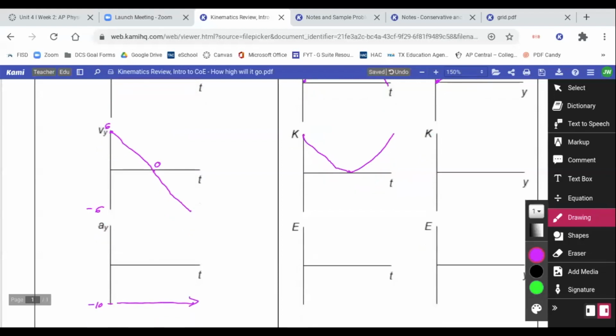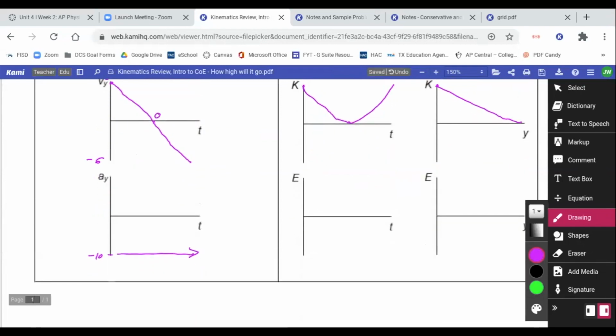His kinetic energy based on his Y position. If he has a 0 Y position, that's where his highest kinetic energy was. So it was here. And as he went higher in the sky, his kinetic energy dropped off. It dropped off because he was slowing down.